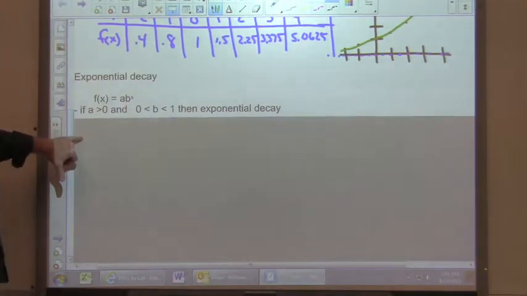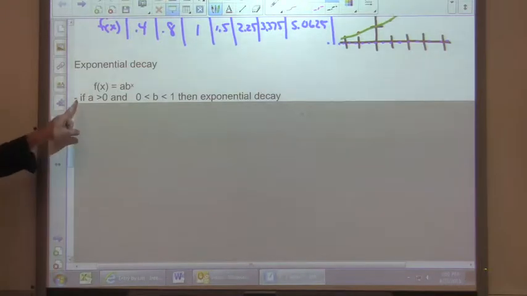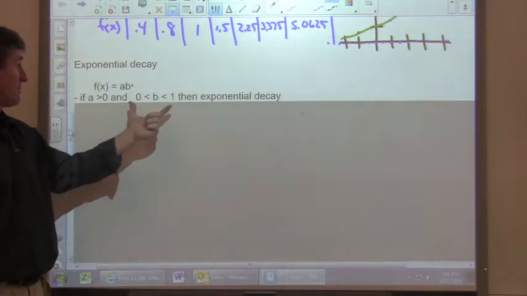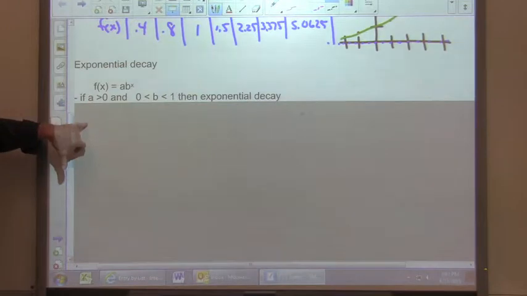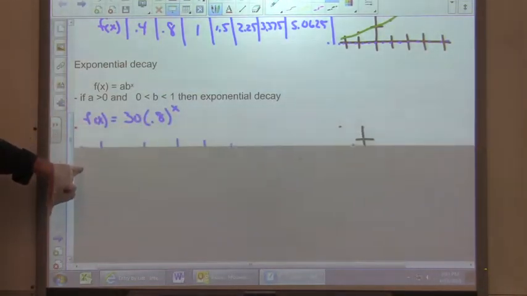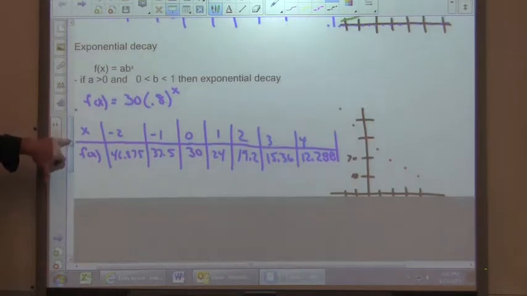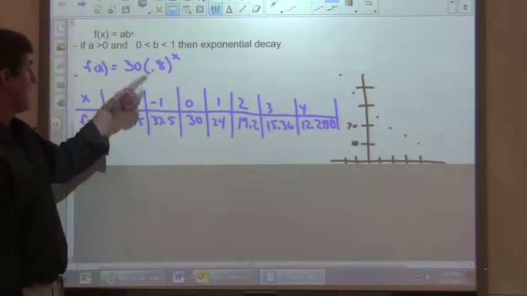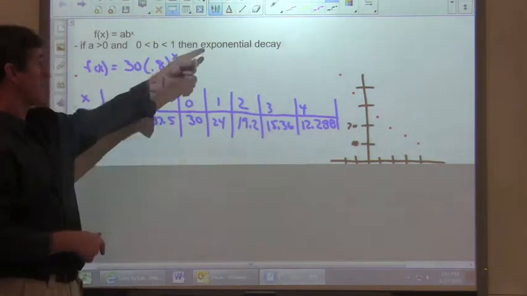Exponential decay, again, it's the same format, but you can see if a is greater than 0 and b is now between 0 and 1, then we have a case of exponential decay. So let's look at one of that type. So now you can see a, again, can be anything. So a in this case is 30, but b is now between 0 and 1, which tells us it's exponential decay.